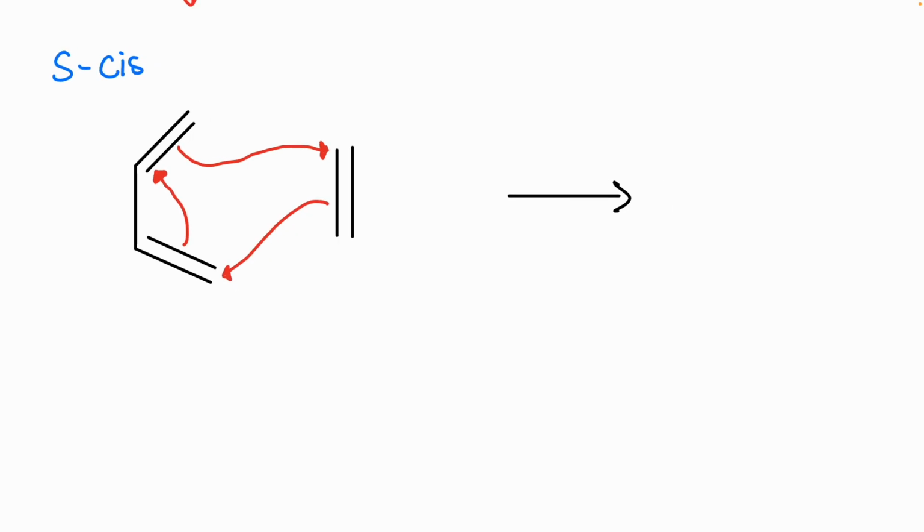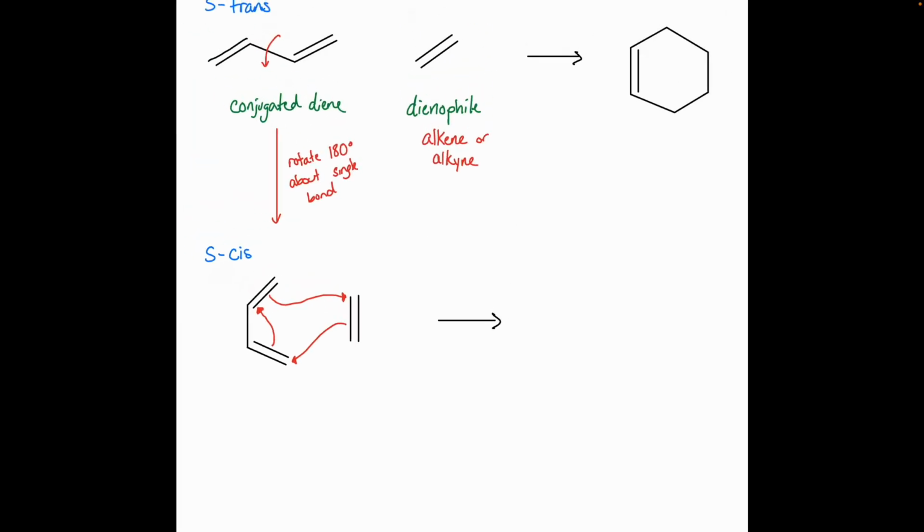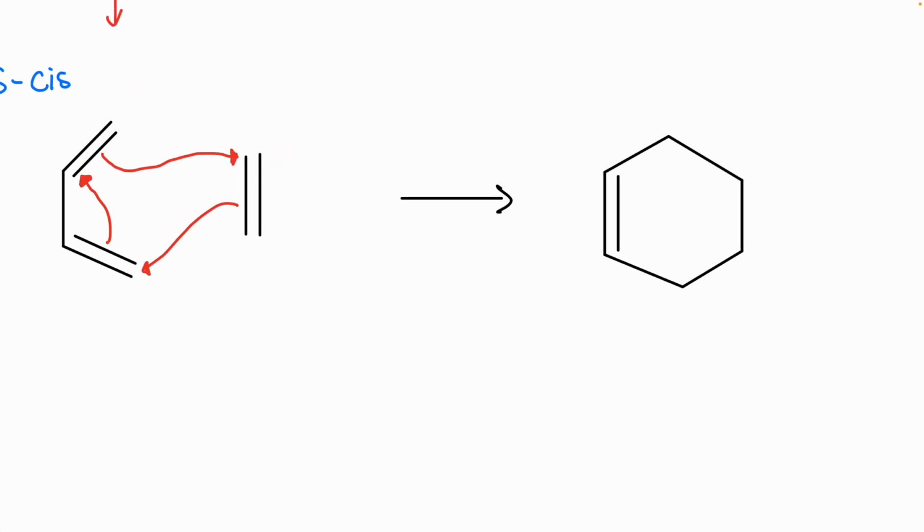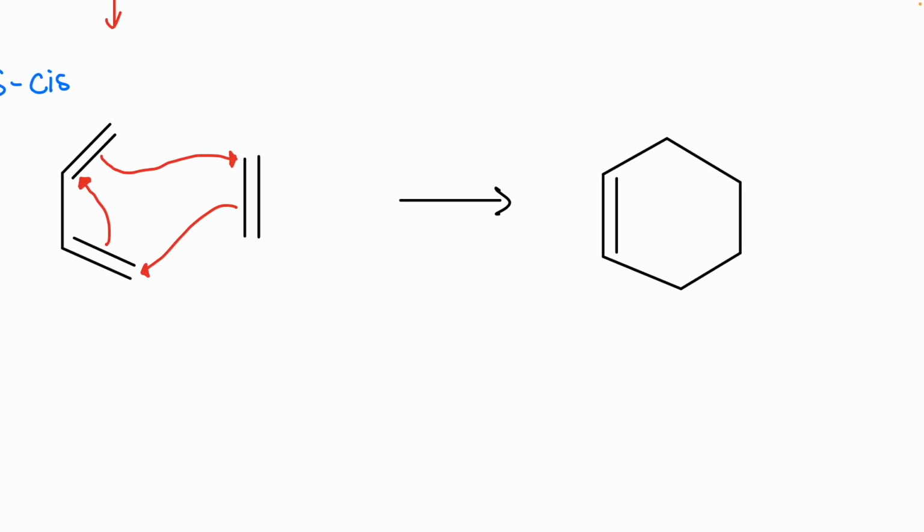Okay? So here, let's take a look. Let's just make sure that we can keep track of who's who. We said that this should form this cyclohexene product here. So keeping track of which carbons are which here. Importantly, these 4 carbons about my double bonds in my conjugated diene will make up these 4 carbons in my Diels-Alder product here.